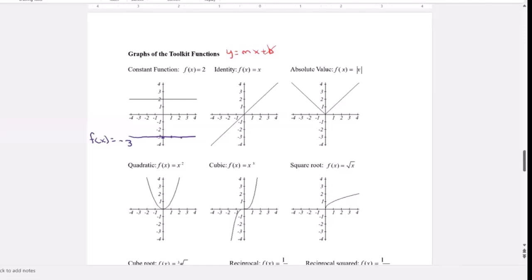Then we have x squared. This is called a parabola. And it's just a U. Goes through the origin when x is 0, y is 0. When x is 1, y is 1. And also when x is negative 1, y is 1. This is still a function because it passes the vertical line test.